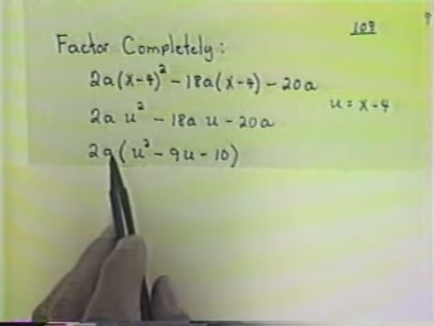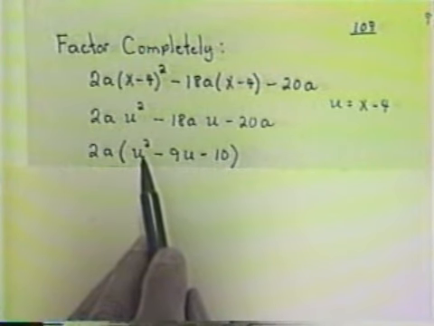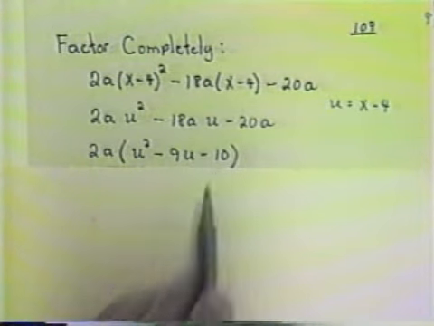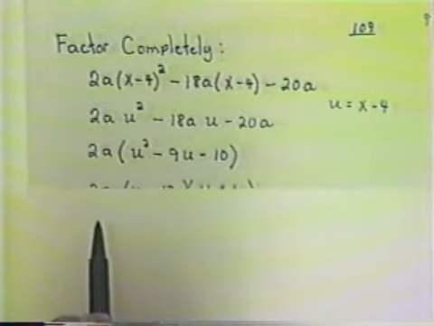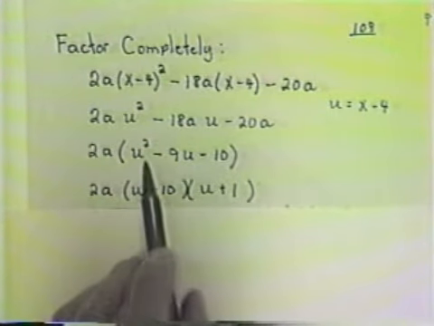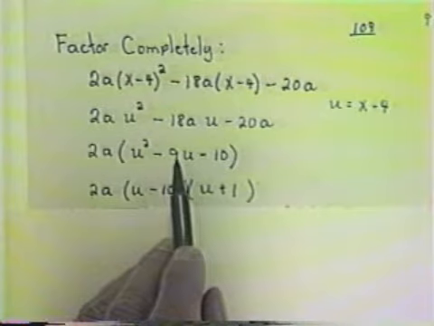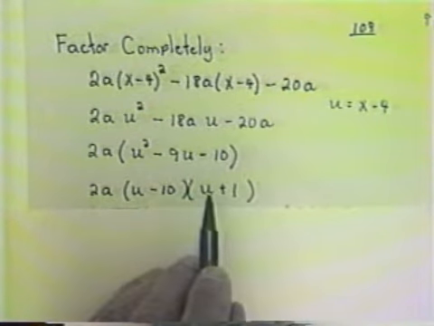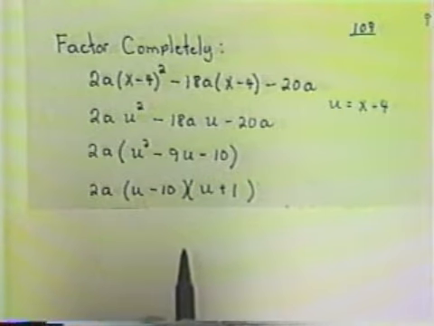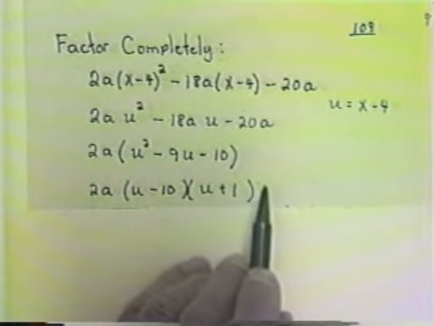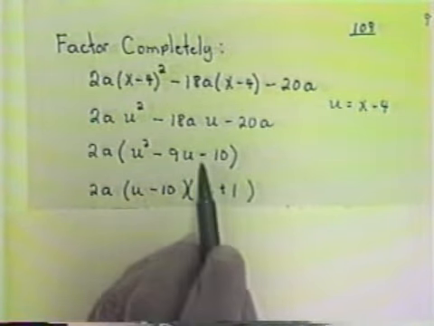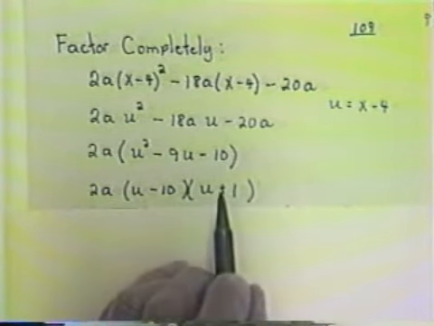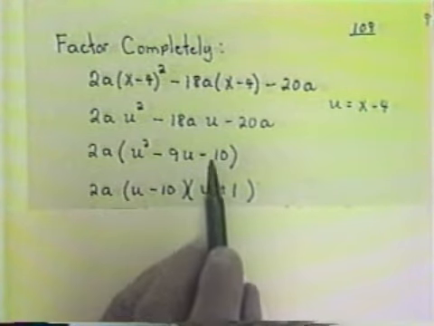So I simply did the division, the 2a into each of the three terms, to get u squared minus 9u minus 10. Now I bring down the 2a and I factor u squared minus 9u minus 10 into u minus 10 and u plus 1. Now I did not do this one step by step because I hope by now you're fairly comfortable, but I'll go over the process.